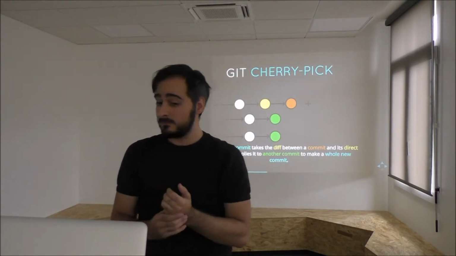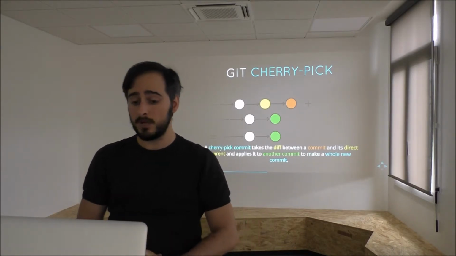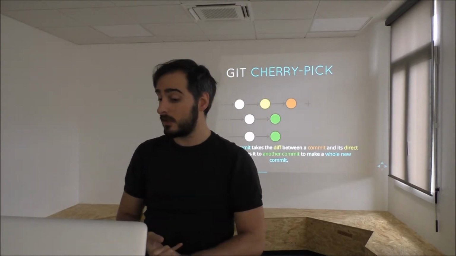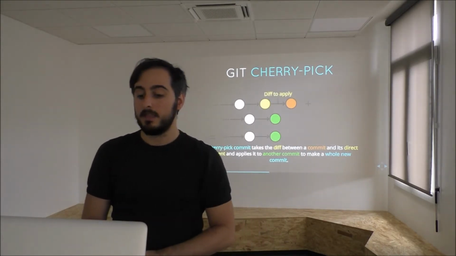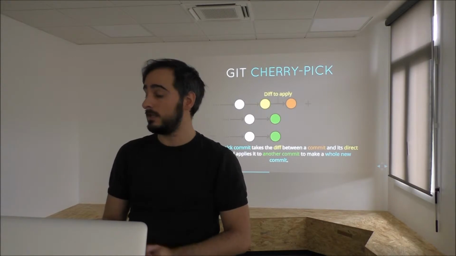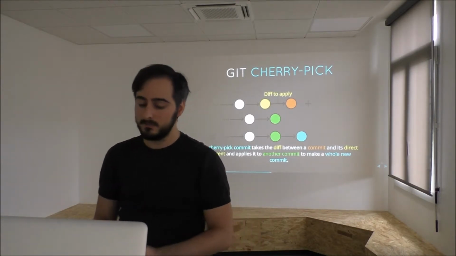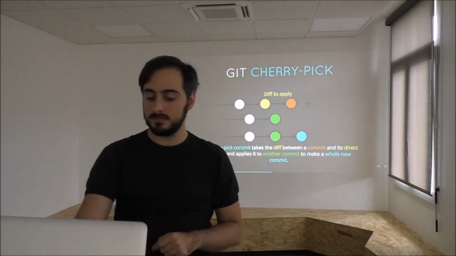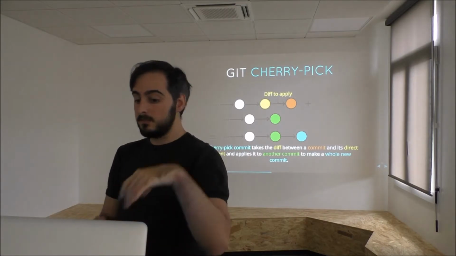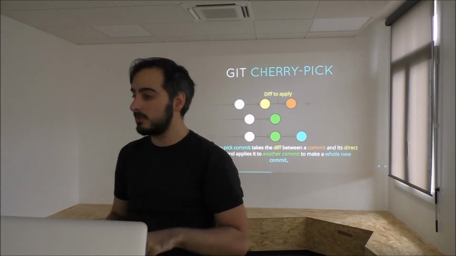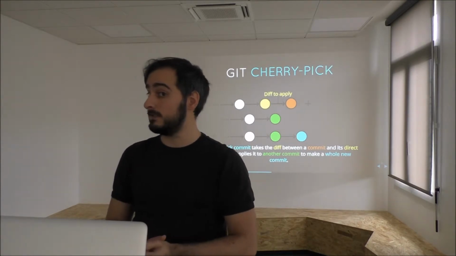What is git cherry-pick? A cherry-pick commit takes the diff between a commit and its direct parent and applies it to another commit to make a whole new commit. What does it mean? I have a difference between the yellow and the orange commit, and I want to apply it on the green commit. So here I take the yellow diff and apply it directly to the green commit to make a whole new commit, which is the blue commit.